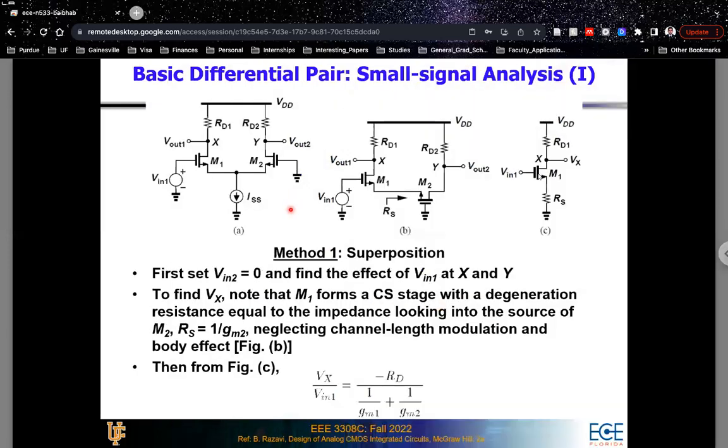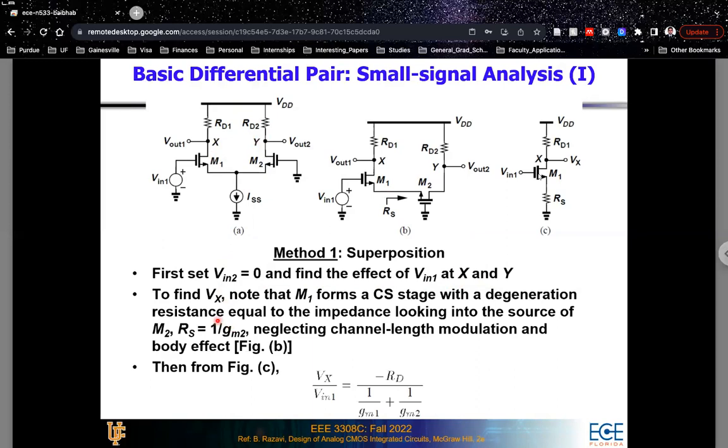Okay, now to analyze this differential circuit for small signal analysis, you can apply two different methods. The first one is the method of superposition, where you apply one of the inputs at a time. You do not apply both the inputs at the same time, right? Then eventually you add the effects of both inputs. So first you set V2 equal to 0, and you want to find out the effect of V1 at points X and Y, which are the output points.